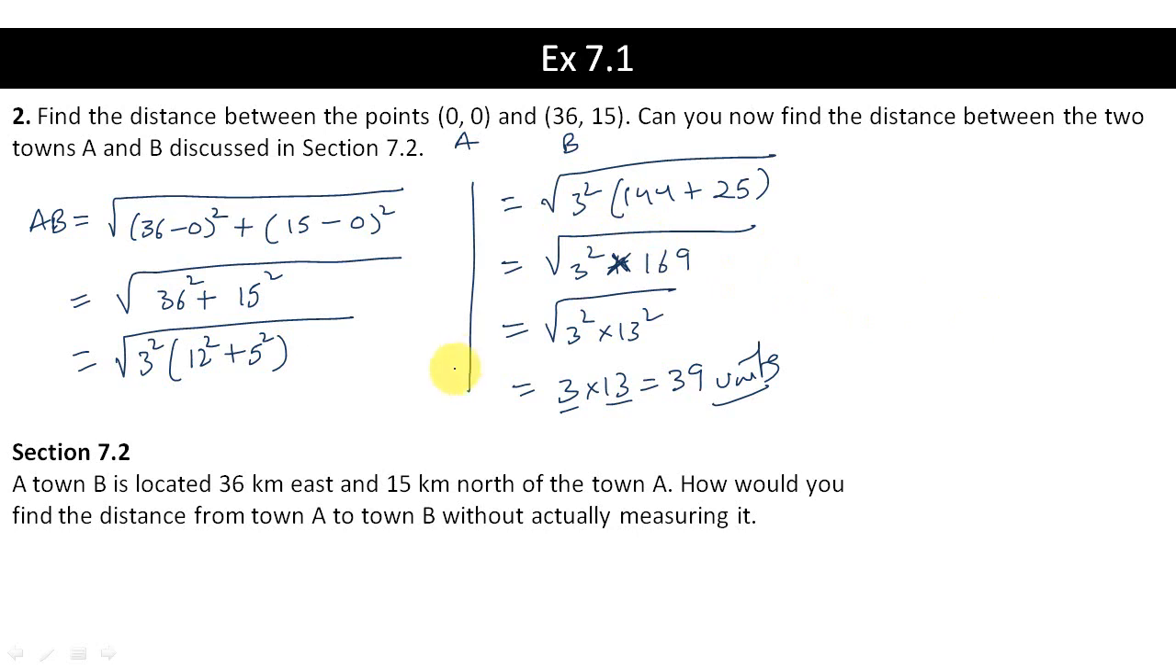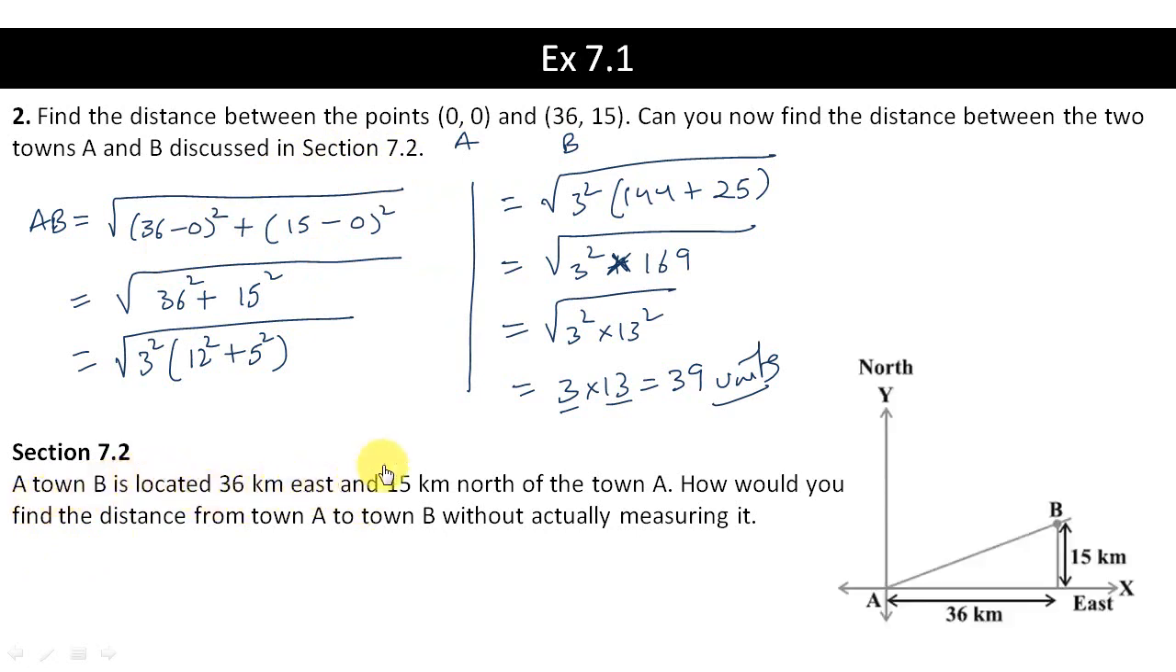Okay. Now, one more question is given. Can you now find the distance between 2 points A and B discussed in section 7.2? And this is section 7.2. A town B is located 36 kilometer east and 15 kilometer north of town A. So town B is 36 kilometer towards east and 15 kilometer towards north. How would you find the distance from town A to town B without actually measuring it?